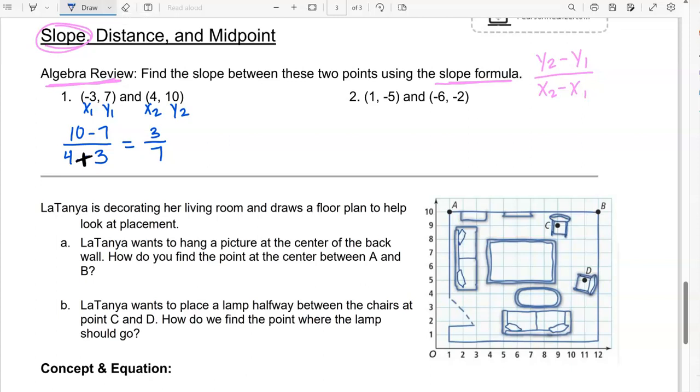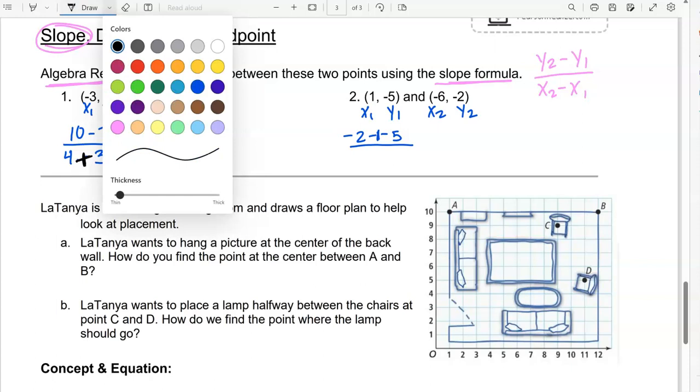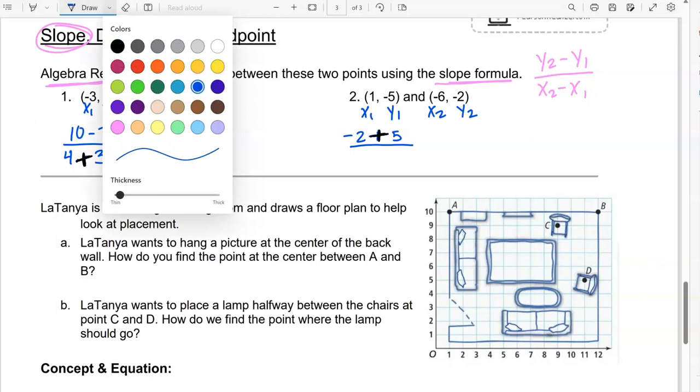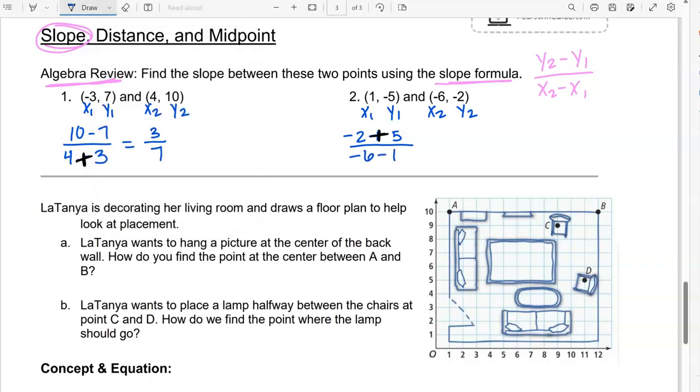Now to double check that we did these correctly, x1, y1, x2, y2, y2 minus y1, we're going to have negative 2 minus a negative 5. Again, minus a negative is going to become a positive. Let me change that color. And then in our denominator, we're going to have negative 6 minus 1. Negative 2 plus 5 gives us 3. And negative 6 minus 1 is going to give us a negative 7.